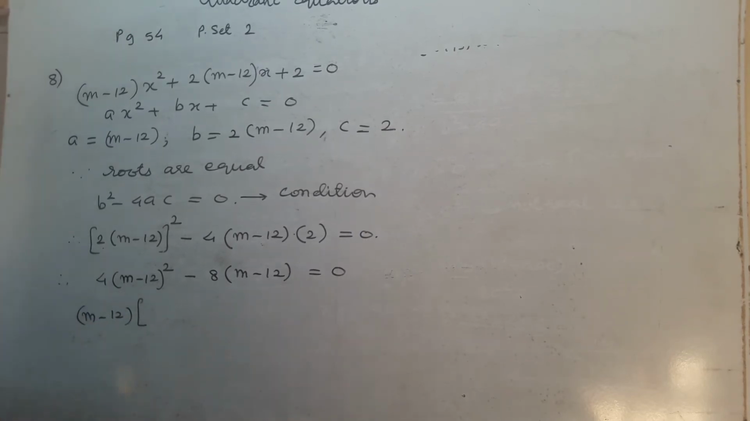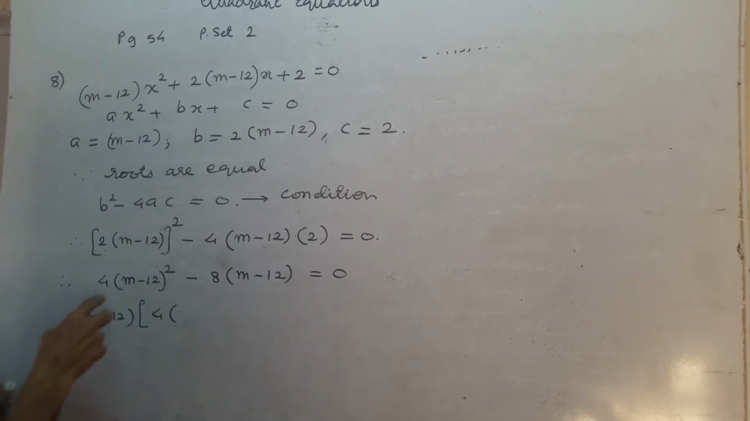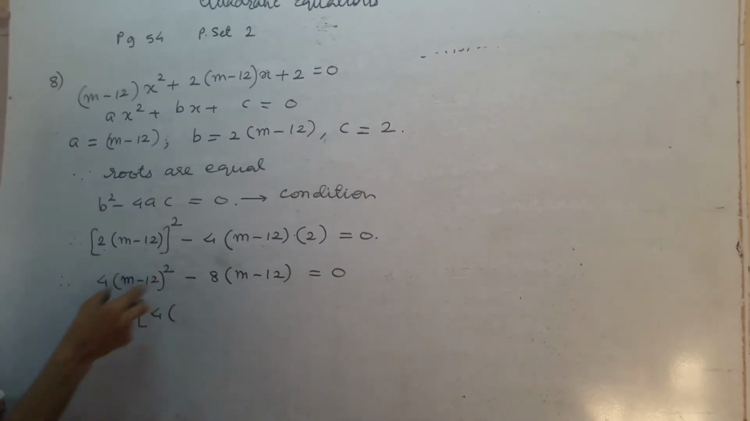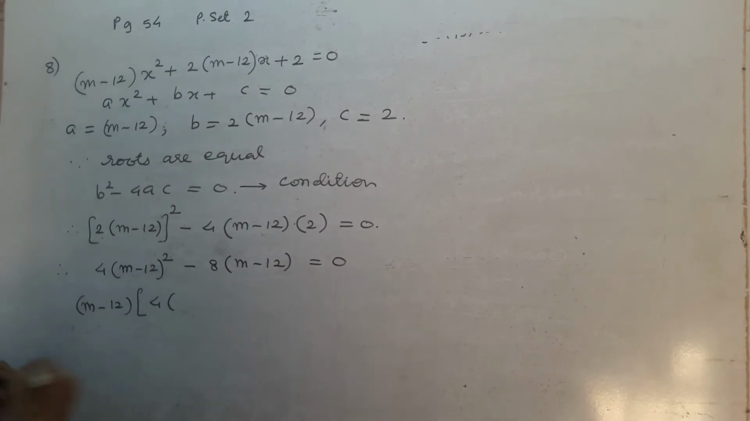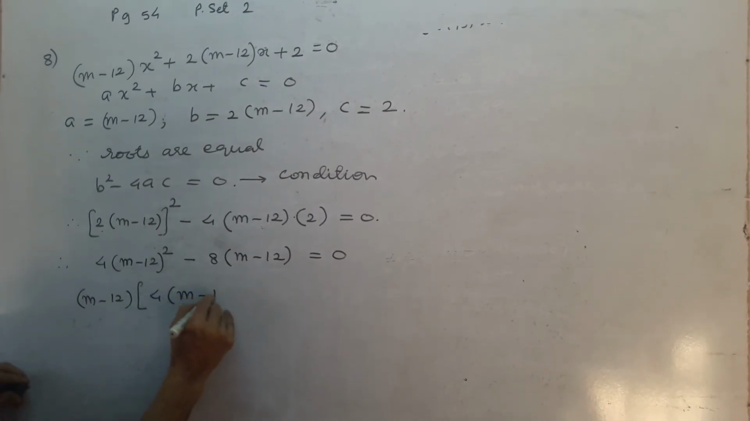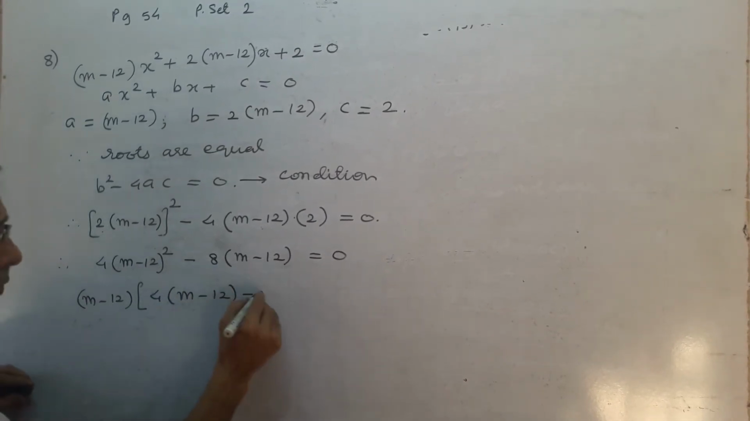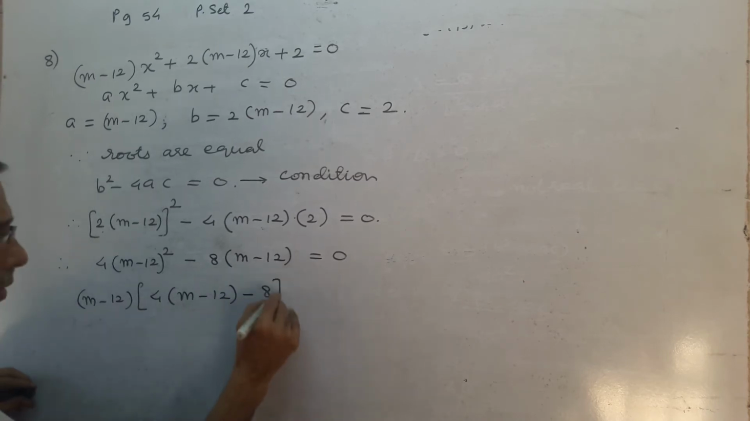Bracket common. So we get in bracket, inside bracket 4. But here m minus 12 is 2 times, so one of them is taken out of bracket. So one will remain here. So m minus 12 will remain here. 8 will remain here because this is taken out of bracket, and that equal to 0.